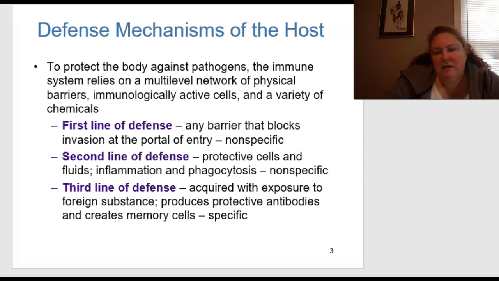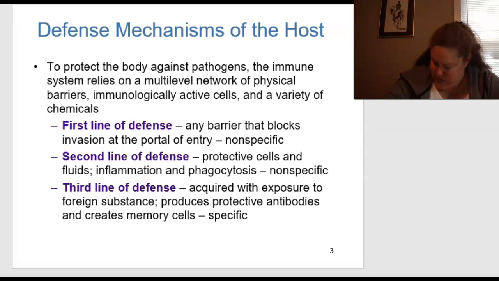So defense mechanisms of the host are basically to protect the body against pathogens. The immune system relies on a multi-level network of physical barriers, immunologically active cells, and a variety of different chemicals. Again, that first line of defense is going to be any barrier that blocks the invasion at the port of entry, and these, again, are nonspecific. Your second line of defense, like we just talked about, are going to be those protective cells and fluids, including inflammation and phagocytosis, those little Pac-Man guys, and these again are going to be nonspecific. And then our third line of defense, these are the ones that we acquire with exposure to the foreign substances. These are going to produce protective antibodies and create memory cells that are specific.